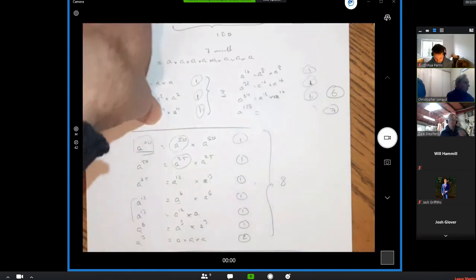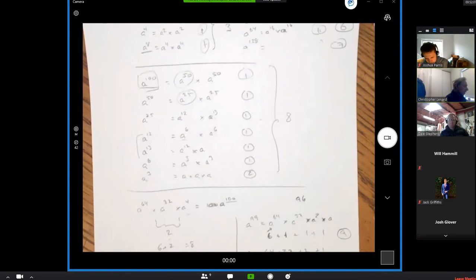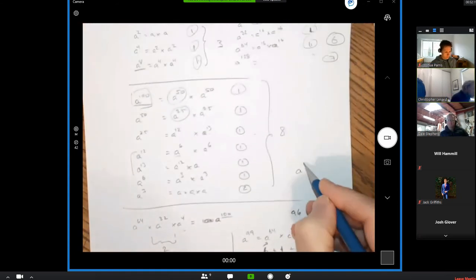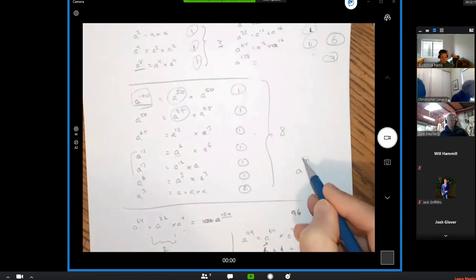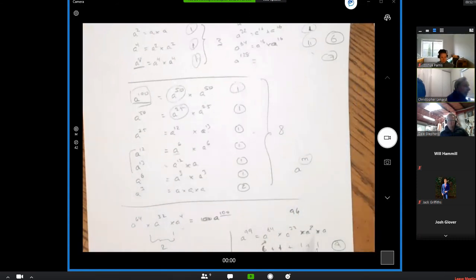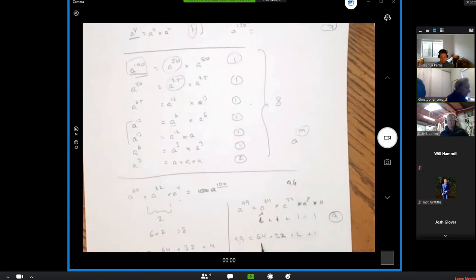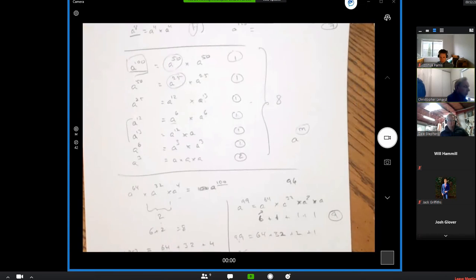So it's really all about breaking down, so if I've got a to the m, it's really about breaking down m into a sum of powers of 2, and that gives you the most efficient way.